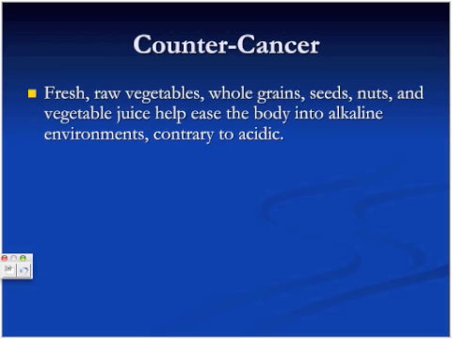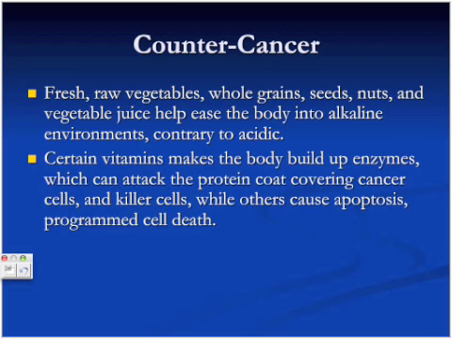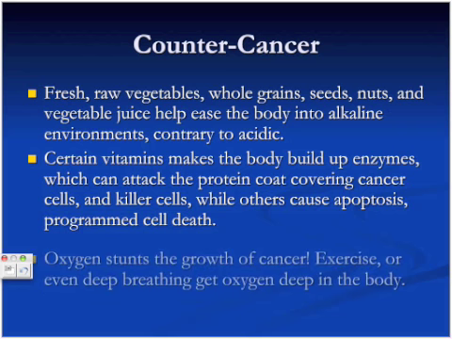Fresh, to counter cancer. Fresh raw vegetables, whole grain seeds, nuts, and vegetable juice do help ease the body into alkaline environments, contrary to acidic, which means opposite, if any of you didn't know. Certain vitamins make the body build up enzymes, which can attack the protein coats that cancer cells use to protect themselves, and then kill their cells, which will basically finish them off once the coat's gone. Or the other ones will cause apoptosis, which means cell suicide, programmed.